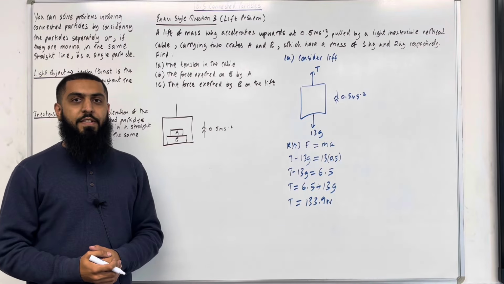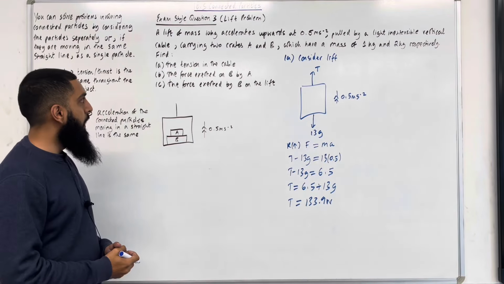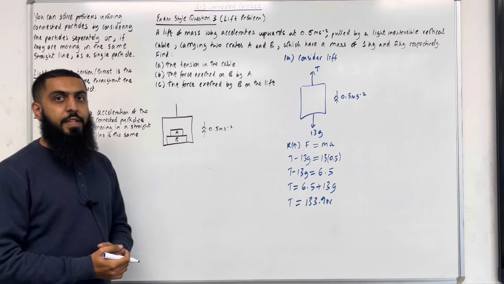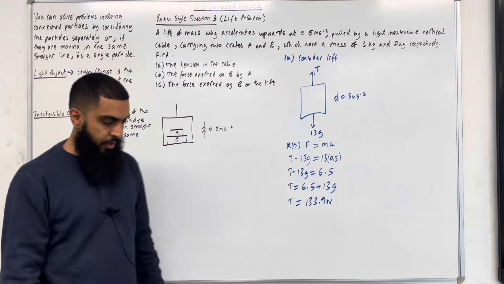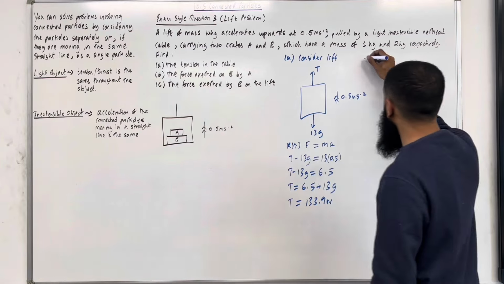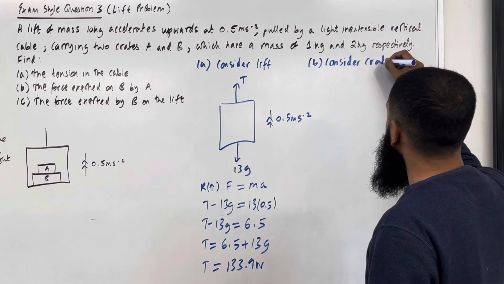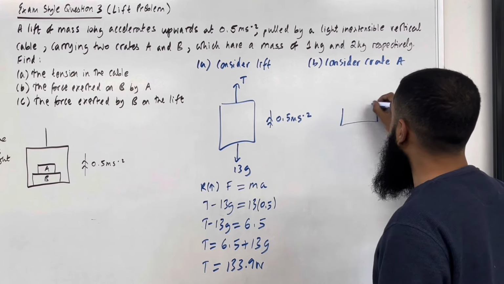Moving on to part B of exam style question 3. Find the force exerted on B by A. So in part B, we have to consider crate A because it says by A. So part B, consider crate A. So here is crate A.